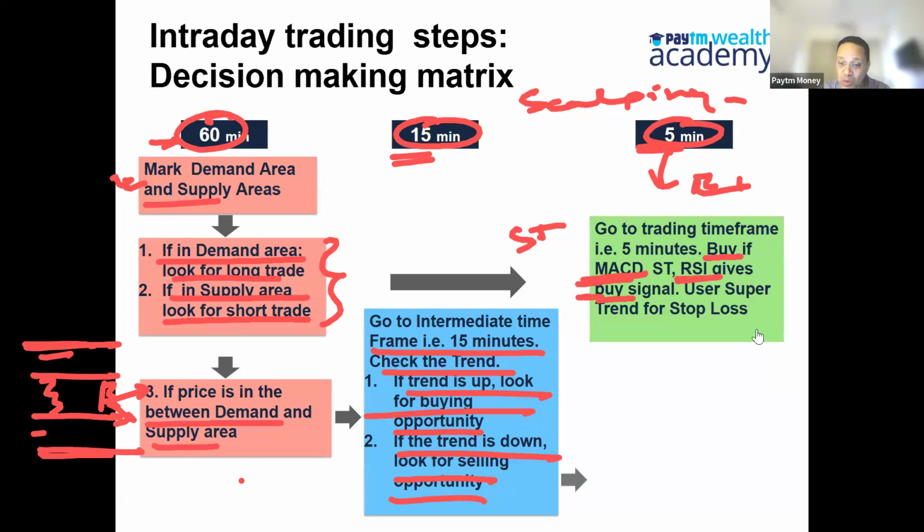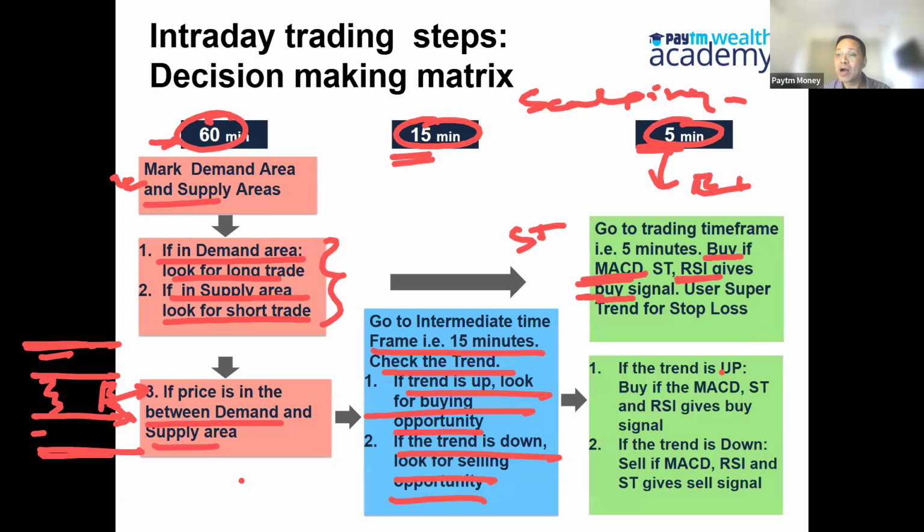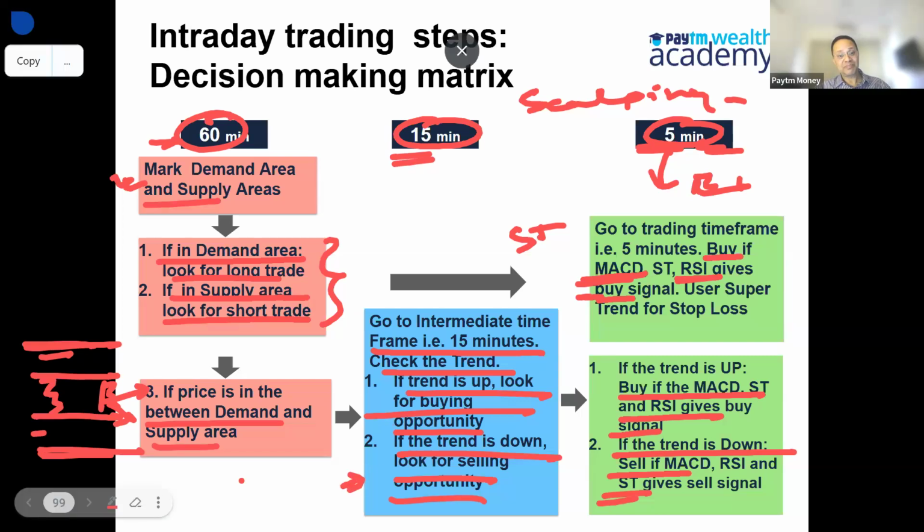Okay. So that is exactly what this is. Now, this is the decision-making matrix. We call it the decision-making matrix. If the price trend is up, buy if MACD, Super Trend, or RSI gives you a buy signal in the 5 minutes time frame. Sell if MACD, RSI, or Super Trend gives you a sell signal in the 5 minutes time frame. You have to go along with the trend of the intermediate time frame.